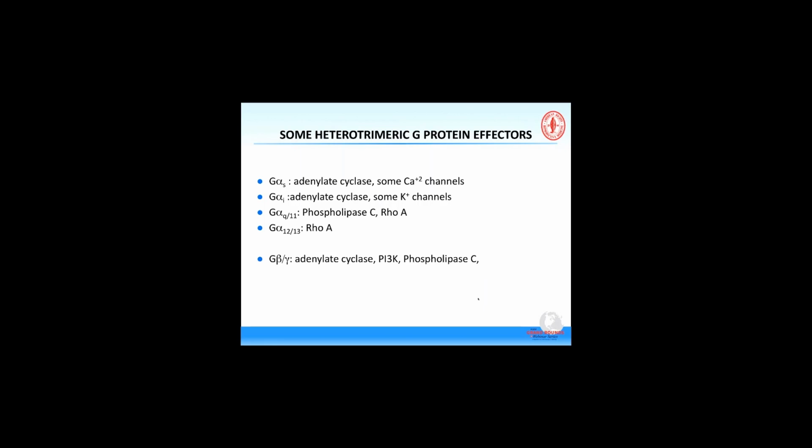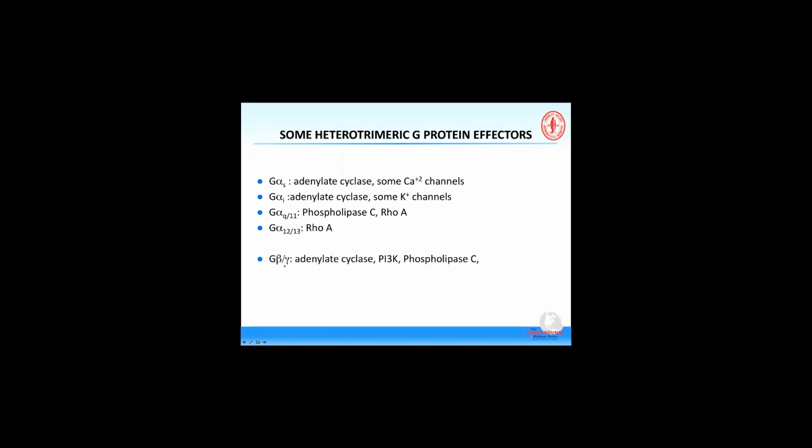Some of the best known heterotrimeric G protein effectors are listed here. The main effector for G alpha S is adenylate cyclase. We talked about that a little bit, but there are also some calcium channels that are activated by this alpha subunit. The alpha subunit of GI also may activate or deactivate adenylate cyclase. It also has an effect on calcium and potassium channels. The alpha subunit of alpha Q of GQ11 activates phospholipase C and may activate RhoA, and then the alpha subunit of alpha 1213 is also an activator of RhoA.